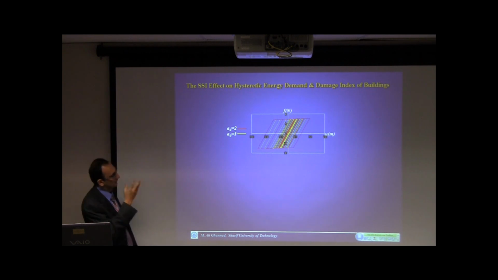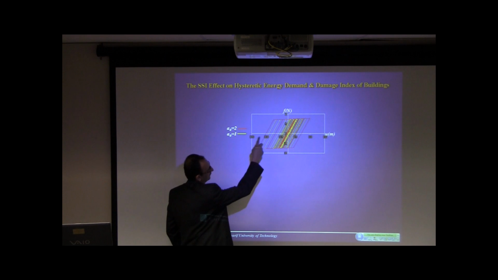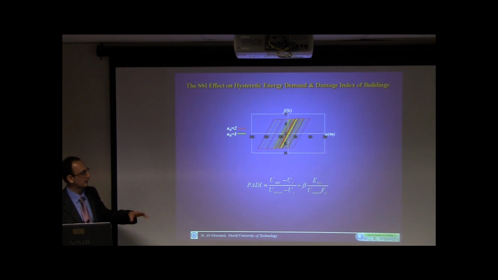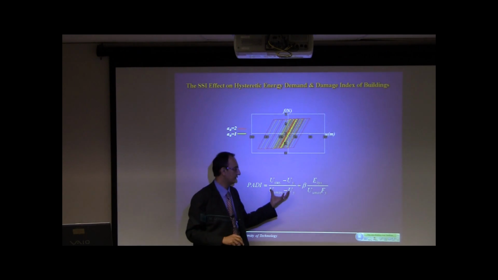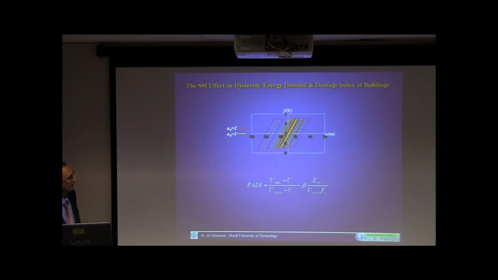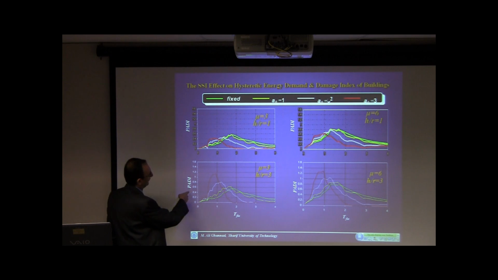And I just grabbed an example here for two cases with A01 and A02, different loops and different, of course, absorbed energy. And using a damage index, for example, here we use the Park and Ang damage index. This is a combination of the ductility term and energy term. You can see what's the effect on the damage index. And I just gave one example here. Here we have the Park and Ang damage index.